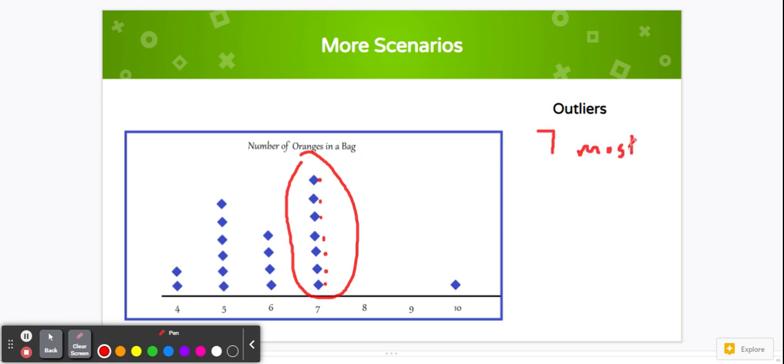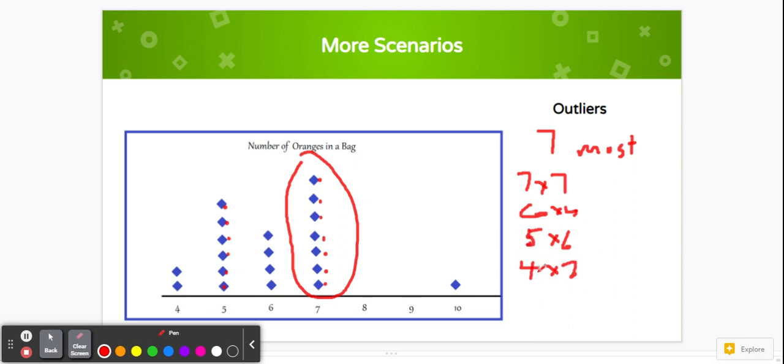And then, of course, if we wanted to add up how many oranges there were total, we could add up those seven from there in one bag. So that'd be seven times seven. Then the next one would be 6 times 4. Then we could do 5. How many fives are there? One, 2, 3, 4, 5, 6. There's 6 fives, so we do 5 times 6. Then we could do 4 times 2 because there's 2 of those. And then we can't forget about that 10.